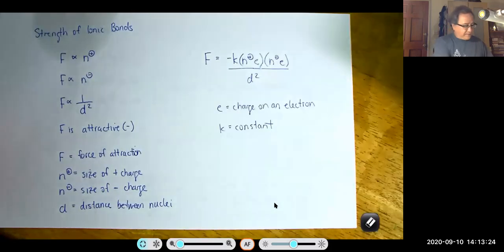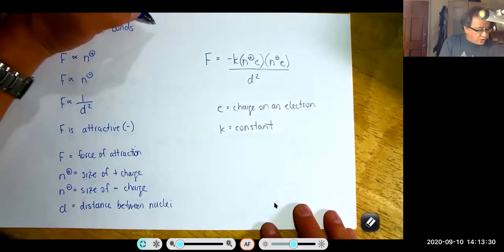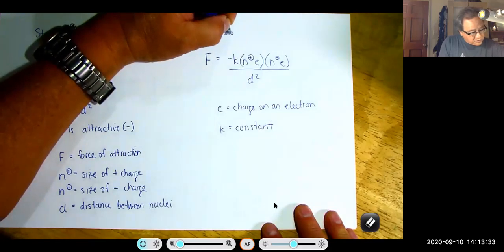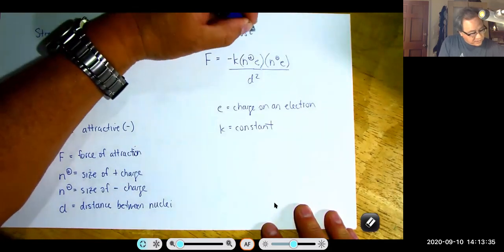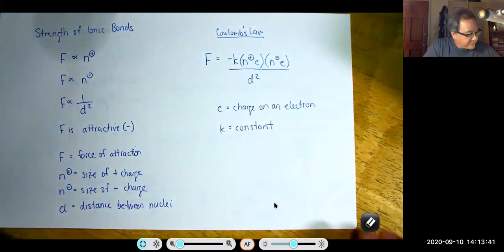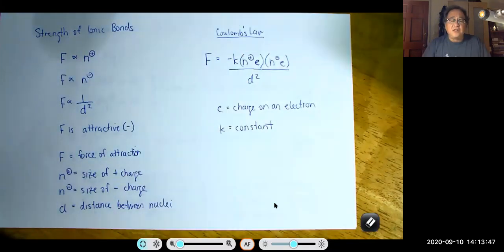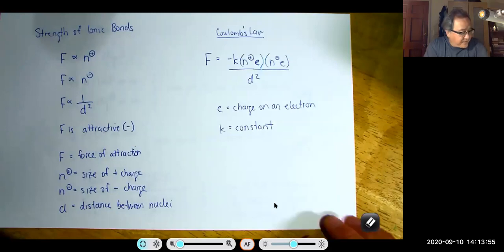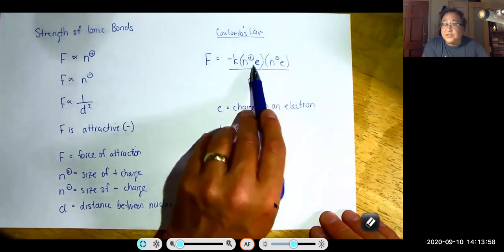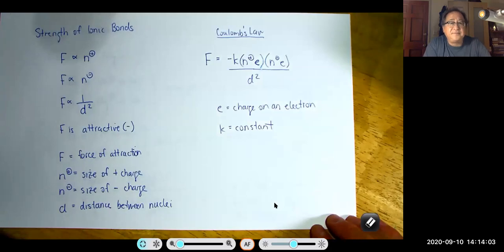Okay, and I believe this is the last little thing we're going to talk about, the strength of ionic bonds. So this is basically Coulomb's law. This is the force of attraction of an ionic bond, okay? Now, if this were a positive value, the force would be a repulsive force. A negative value means it's an attractive force, so that's why the negative is in there. The e is the charge on an electron, which is a negative charge. So a negative times a negative ends up being a positive.